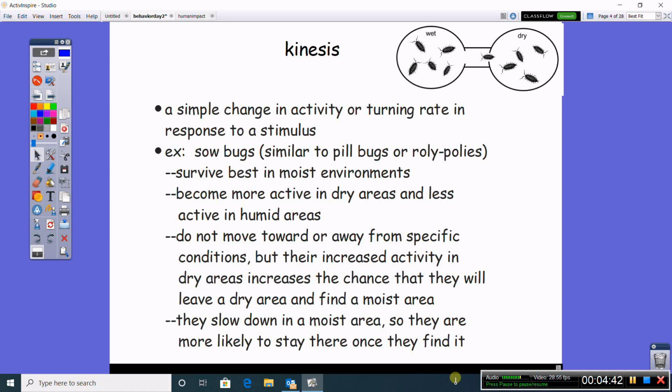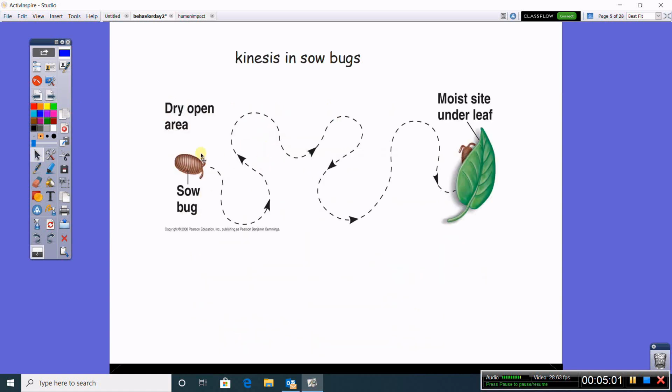So I hope that makes sense. So I'm going to show you a little picture of kinesis on our next slide, and then we're going to contrast that with taxis. And we're going to see how taxis is different. Okay? So look at your picture here.